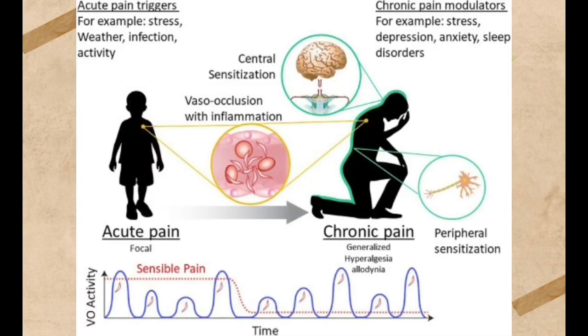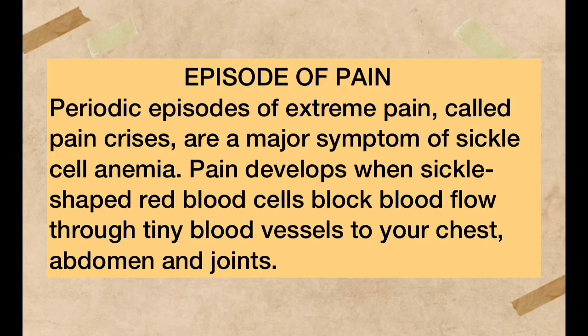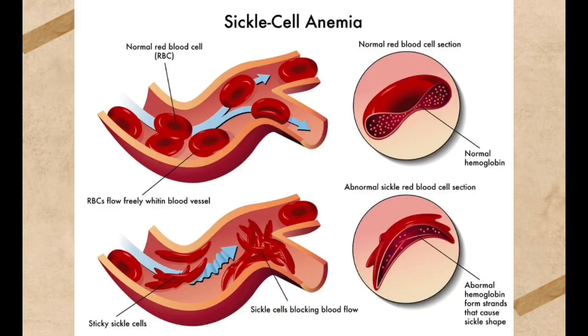Secondly, we have episodes of pain. Periodic episodes of extreme pain, called pain crises, are a major symptom of sickle cell anemia. Pain develops when sickle-shaped red blood cells block blood flow through tiny blood vessels to your chest, abdomen, and joints.